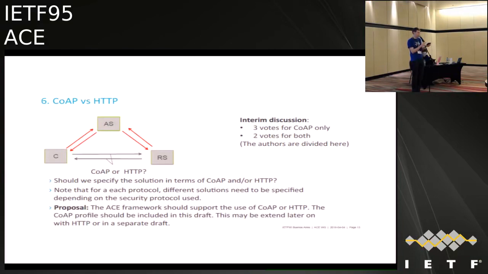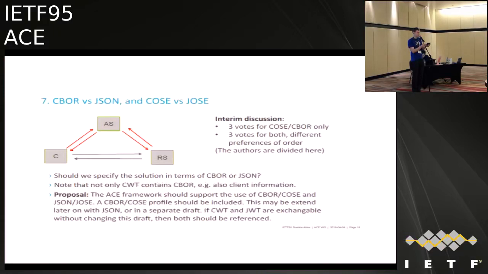And finally, slide 7 is the discussion on CBOR versus JSON, or COSE versus JOSE. And again, here the authors are very divided. There were also others who chimed in here, and the votes were equally distributed. Three votes for only specifying this protocol in terms of COSE and CBOR in this document, and then allowing extensions later, and three votes for specifying the protocol in terms of both CBOR and JSON. My proposal here is that the framework should support the use of both, but we should only include CBOR and COSE from the start.